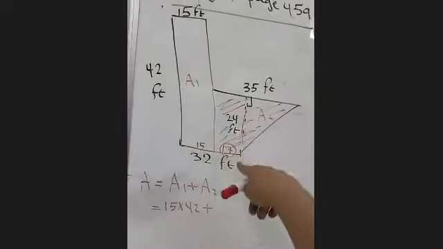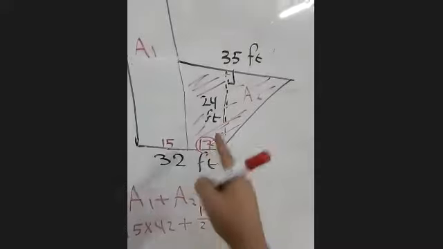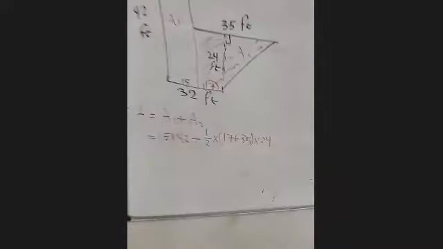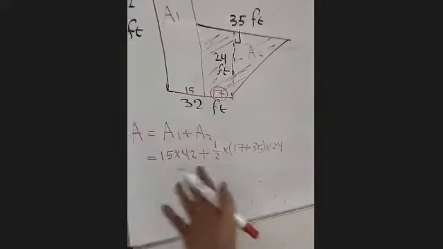So base 1 given, base 2 given, and the height given, I can find the area. So area is half multiply base 1 plus base 2, which is 17 plus 35, multiply the height, which is 24 given. This is the area of A1, the rectangle, and the area of A2, the trapezoid. Let's calculate it quickly on my calculator: 15 multiply 42 plus half multiply 17 plus 35 multiply the height 24. The answer is 1254 feet squared.